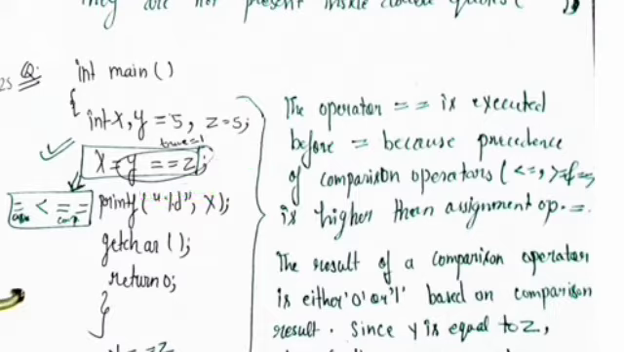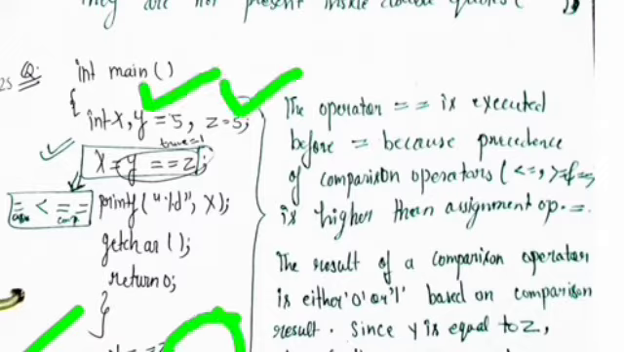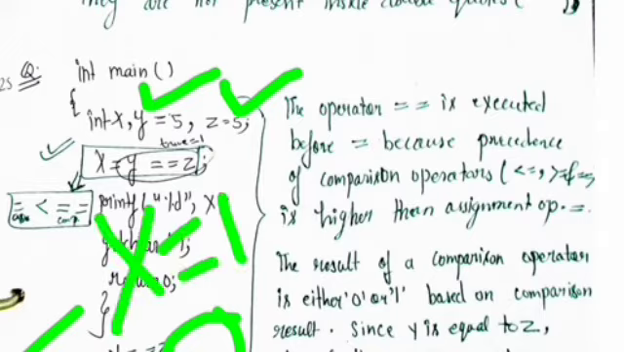So the basis of this, the solution of this program is x equal to 5, y equal to 5 and z equal to 5, which means this condition is going to be true. When the condition is true, it is assigned 1. So here x equals 1, so the output here is 1.